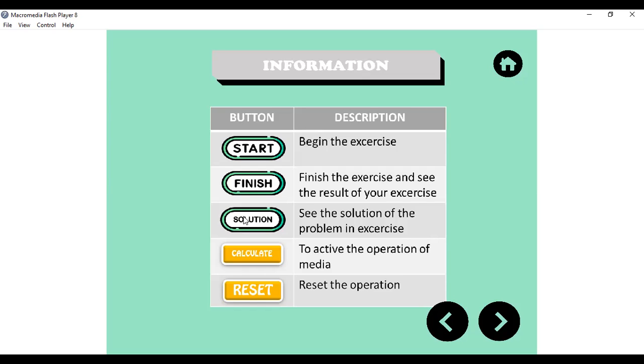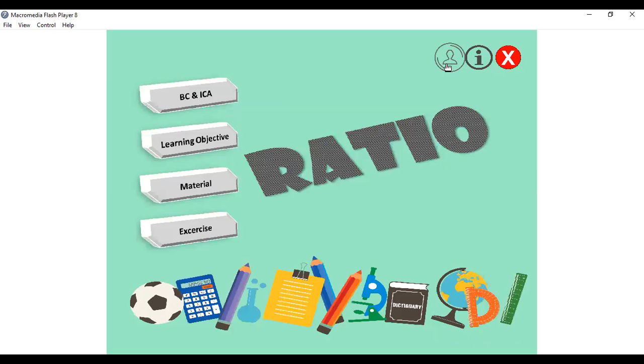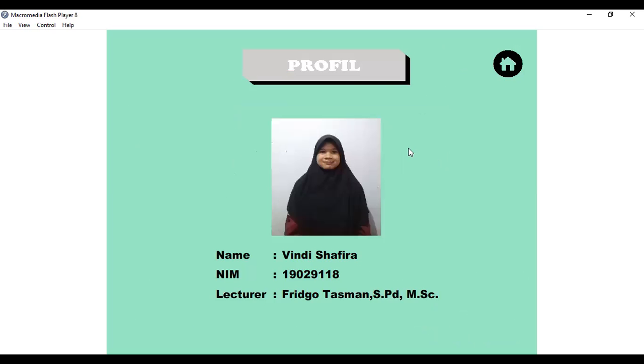Calculate button to activate the operation of media. Reset button to reset the operation. And check button to check the answer. Profile button consists of my information. There are name and ID number and the lecturer, Mr. Fridgo Tasman.